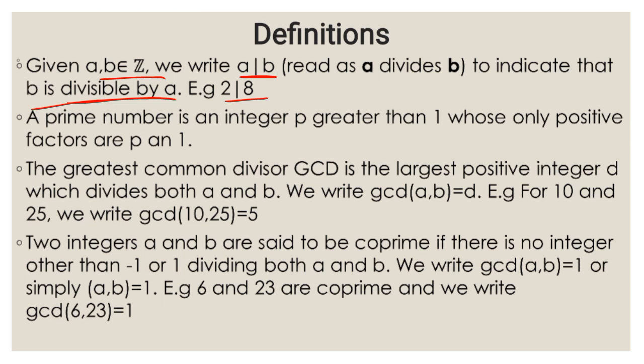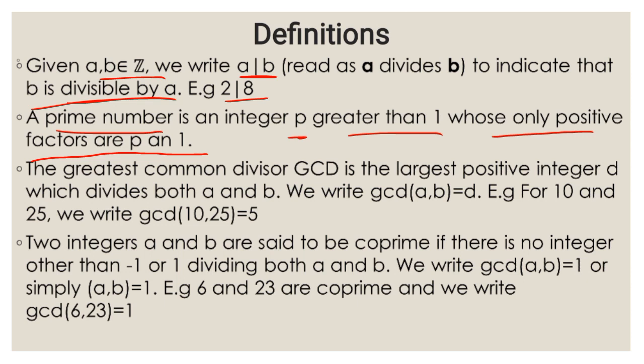Okay, so what then is a prime number? If you're asked what a prime number is, a prime number is an integer p. So we always use small letter p for prime numbers, not capital. It's an integer p greater than 1 whose only positive factors are p and 1. Then we have a prime number. I'm sure you know that already, but you need to know the definition and be able to state it.